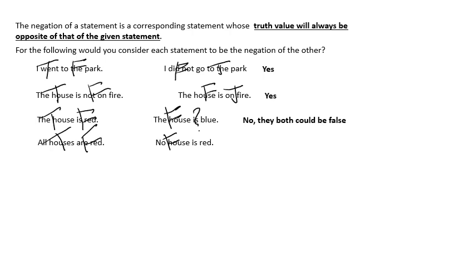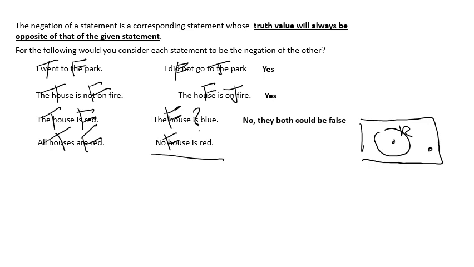Then, if we look at it, here's all the houses that are red. Suppose we have one red one, and it's false that they're all red, so we must have at least one that is not red, right? To get rid of all, you just need to move one. So once we move one house outside the red houses, this becomes a false statement. Now, none of the houses are red. I still have a red house, so we don't know. It could be the case that they could both be false.